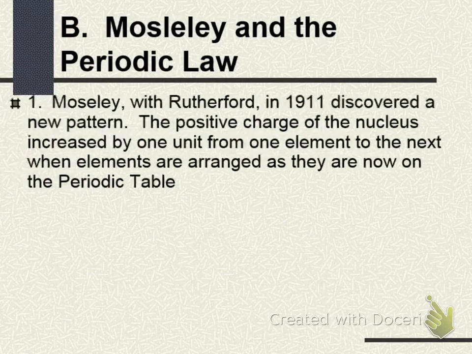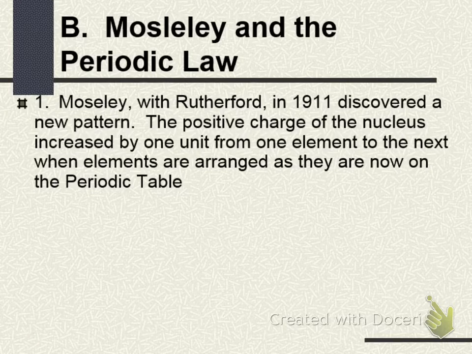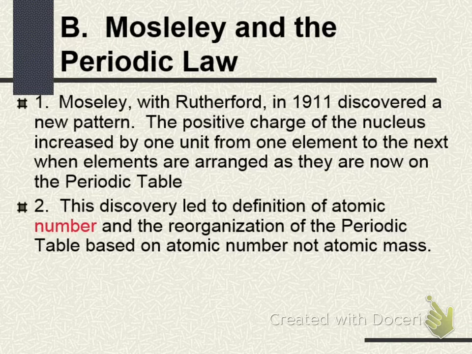So then along came a guy named Moseley, who, along with Rutherford, in about 1911, discovered a new pattern. The positive charge of the nucleus increased by 1 unit from one element to the next when the elements are arranged as they are now in the periodic table. The way they are arranged now, of course, is by their atomic number. So this led to the definition of atomic number as the number of protons, and the recognition of the periodic table based on atomic number, not mass. The original periodic table was based on increasing atomic masses, and the current one that we use is based on increasing atomic number.